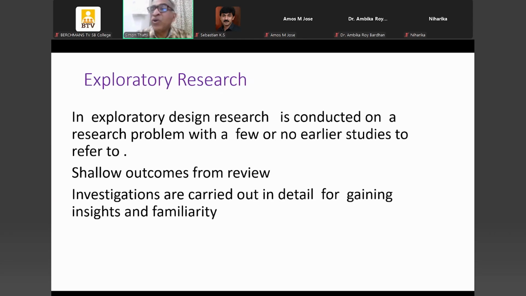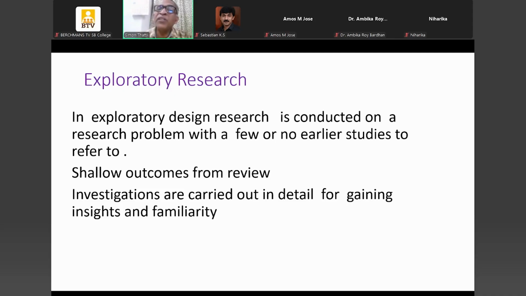Again, your research could be exploratory. Now, what is this? Exploratory research is conducted on some problems on which there is hardly any study to refer to. In descriptive research, there are existing theories on the causes, on the factors, on the problems, on the issues, and you're trying to find out which among them is prevailing. Here you do not have much study backing. Shallow outcomes from review. Something is happening, but you do not know why it is happening. There is no theoretical support for it happening. There are no established relationships on it. There are no established theories on why this is happening.